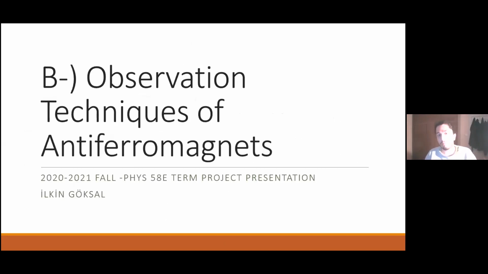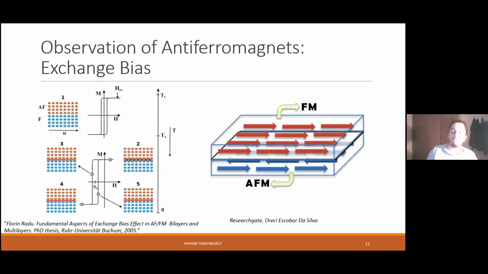And now I will talk about the observation techniques of antiferromagnets. The first one is quite similar to one from the previous talk: we can understand that our material has an antiferromagnetic structure by obtaining the exchange bias, by cooling the bilayer below the Néel temperature. If we have the exchange bias field in the hysteresis loop, then we understand that our bilayer is an antiferromagnet on top of a ferromagnet.